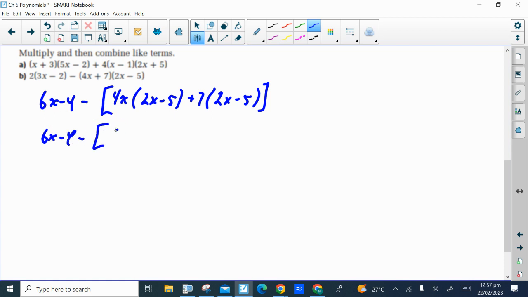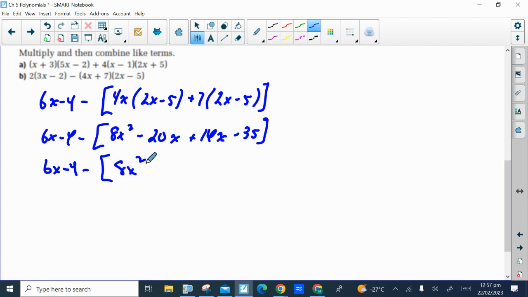Multiplying out. And before I remove the brackets in front, I'm going to simplify what's inside those brackets. Negative 20x plus 14x is minus 6x.